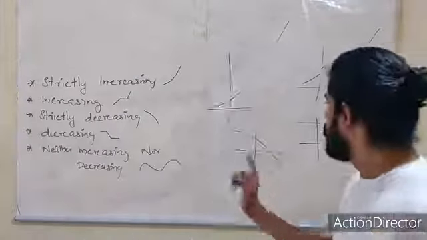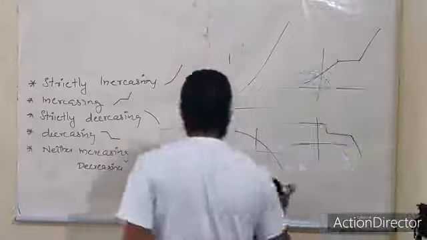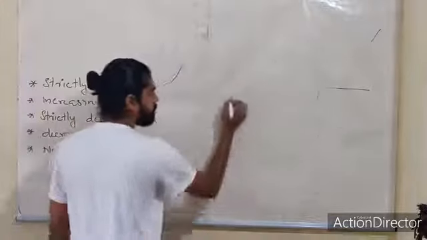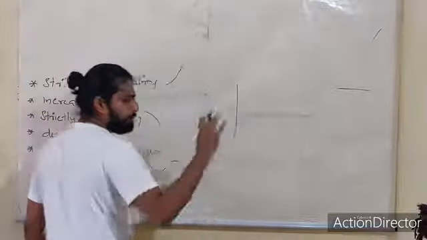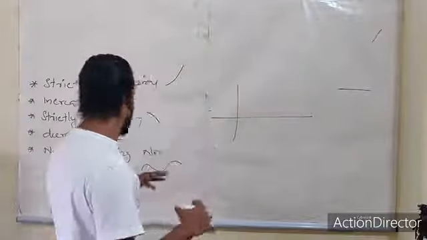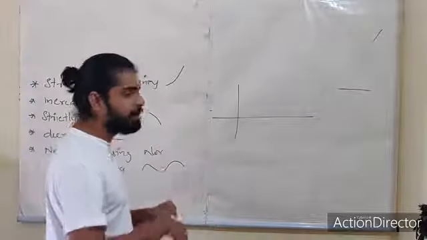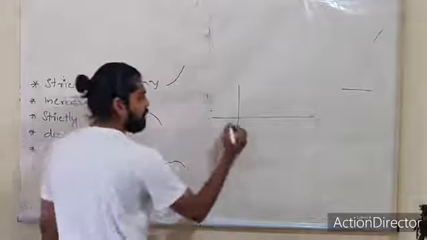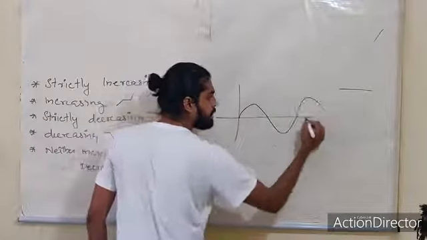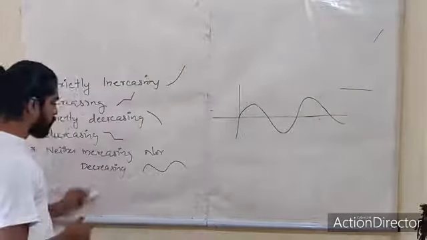Now let's check out what is a neither increasing nor decreasing function. So I'm explaining the geometry, right? After that we'll go into the topic. So this time I'm explaining this in terms of graphs, while explaining the geometry of increasing and decreasing functions. Suppose the graph of the function is like it increases, then decreases, increases, decreases. So this kind of function is neither increasing nor decreasing.